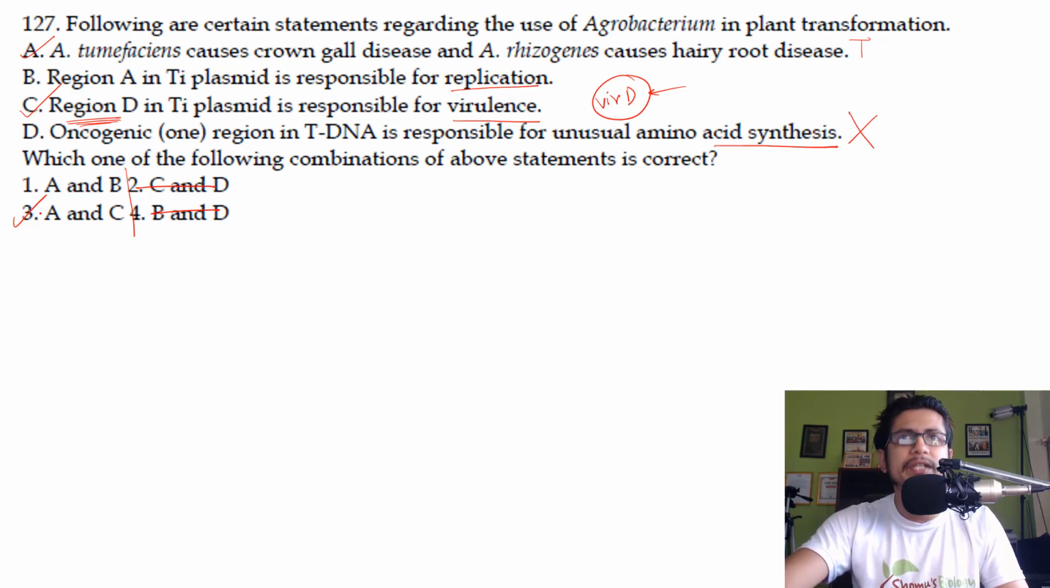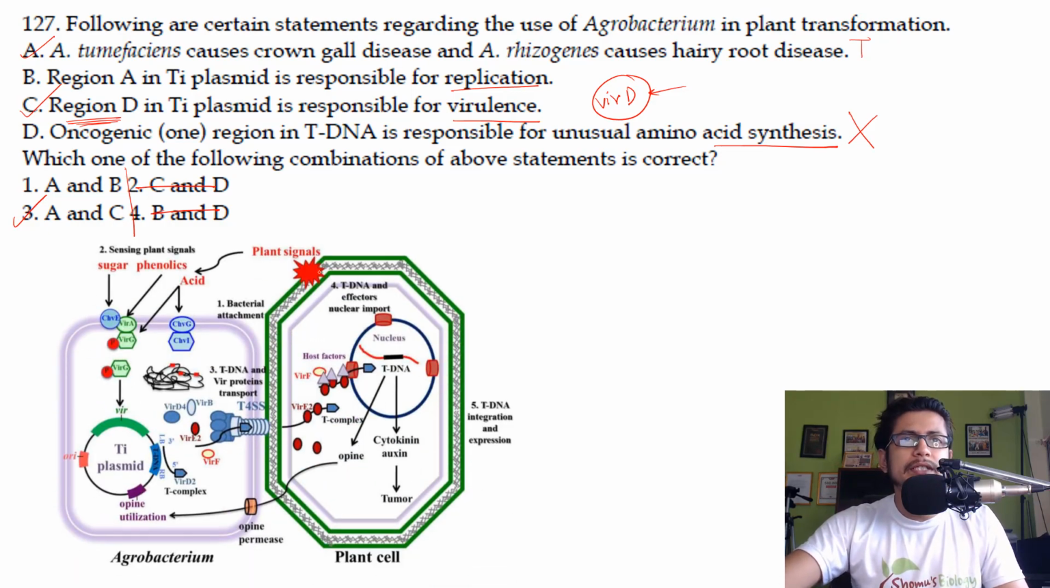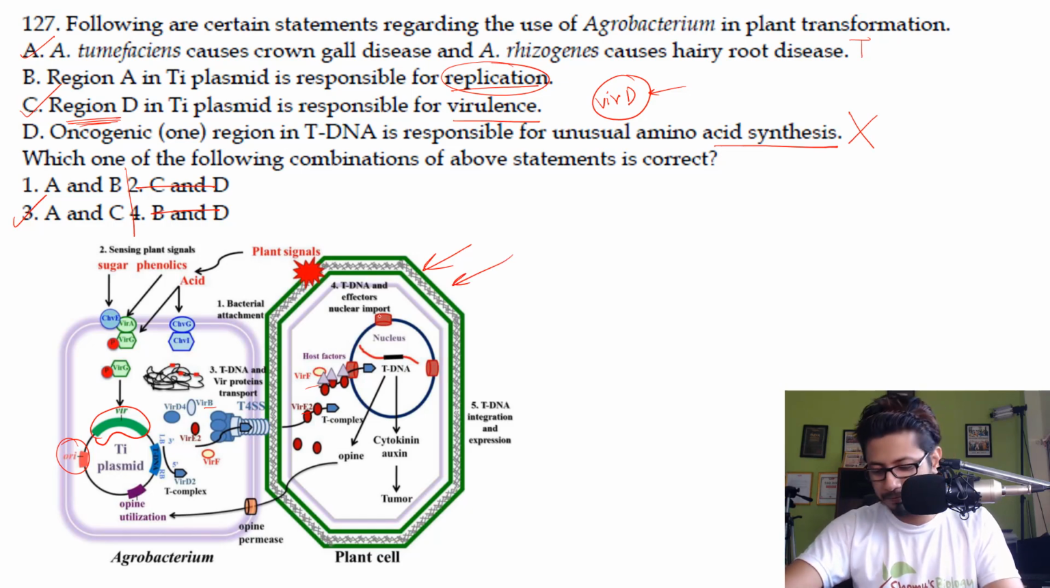So this question depends on your understanding of the TI plasmid, whether you recall the structure of the TI plasmid or not. This is the overall big picture of how exactly agrobacterium mediated gene delivery is done. If you look at the TI plasmid, this is the vir D section, and apart from that D region, there are also vir B, vir F, and many other vir complexes present there. You need to remember that the region responsible for replication, the ORI site, is present separately. So if you know this process, particularly this picture, you can answer these questions.